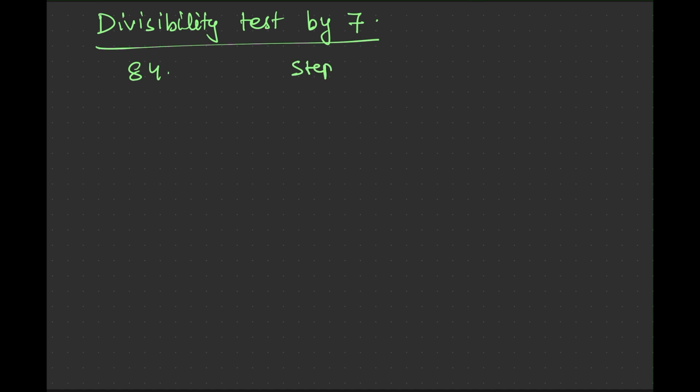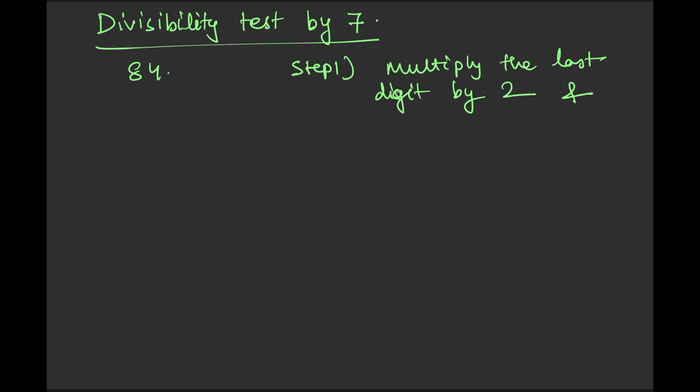So our step 1 is multiply the last digit by 2, and step 2, subtract from the remaining digits.